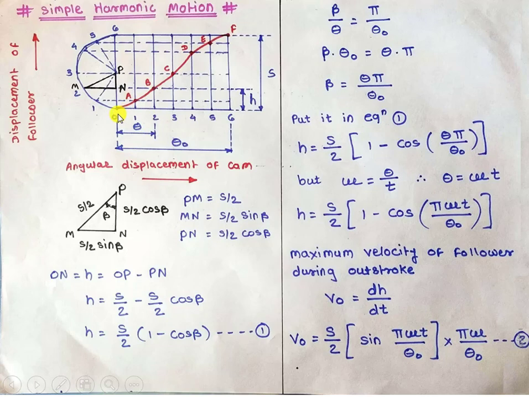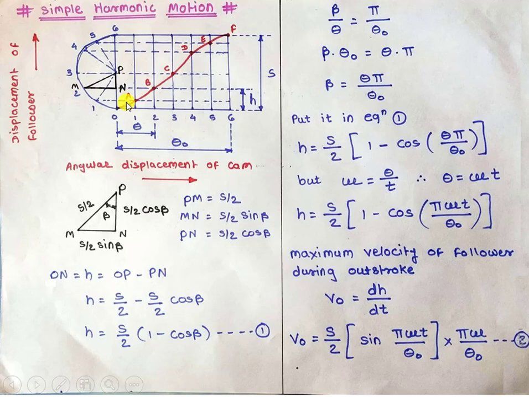Now, the O to N distance is equal to h. O to N is equal to h, and this can be calculated from the relation O to P minus P to N. So here h is equal to the O to P distance. O to P distance is equal to S by 2, half of the stroke.